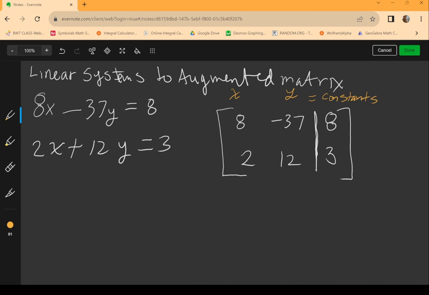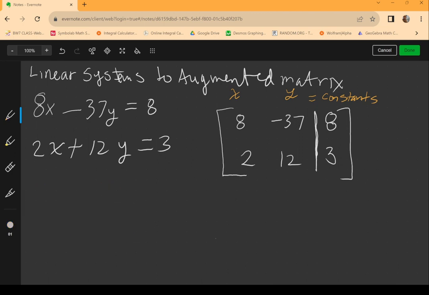Okay, so that is how I go from a given system to writing it as an augmented matrix. Again, we'll get to solving it eventually, but here we just want to focus strictly on how to even start the process. And this is our first step: writing my linear system as an augmented matrix.